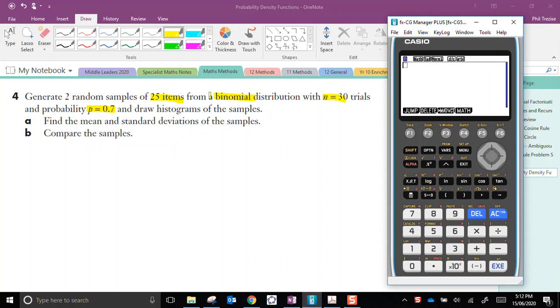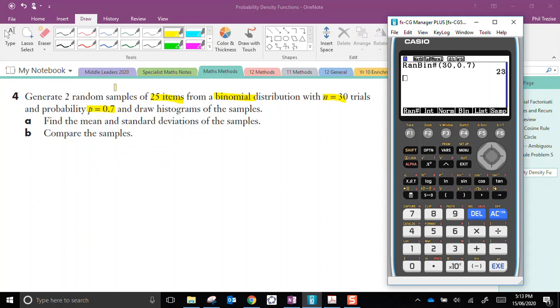So we could begin by going, let's have a look here. We would want options, probability, random, and it's a binomial distribution, so F4 for binomial. Now we begin by telling the calculator how many trials there are in the experiment. There are 30, and every trial has a 0.7 chance of success. If I simply did that, I get a single outcome. So on the first experiment, there were 23 successes out of 30.